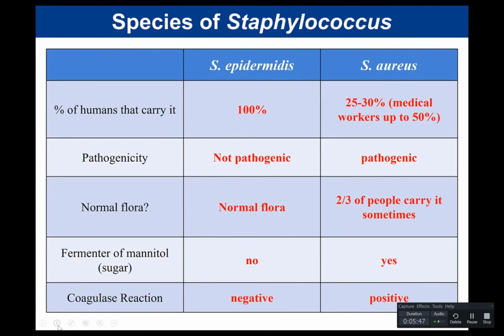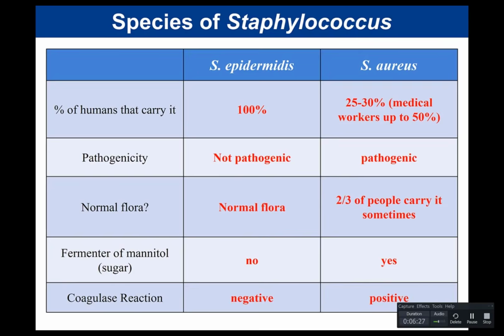So you also had a slide that was comparing Staph epidermidis and Staph aureus. And so you want to review this as well. So Staph epidermidis, 100% of people carry it. So everybody is going to have Staph epidermidis on their skin as part of their normal flora. In the case of Staph aureus, some people will and others won't. So it's estimated that between 25 to 30% of people carry Staph aureus. If you are a medical worker, that goes up to about 50% probability that you carry it.